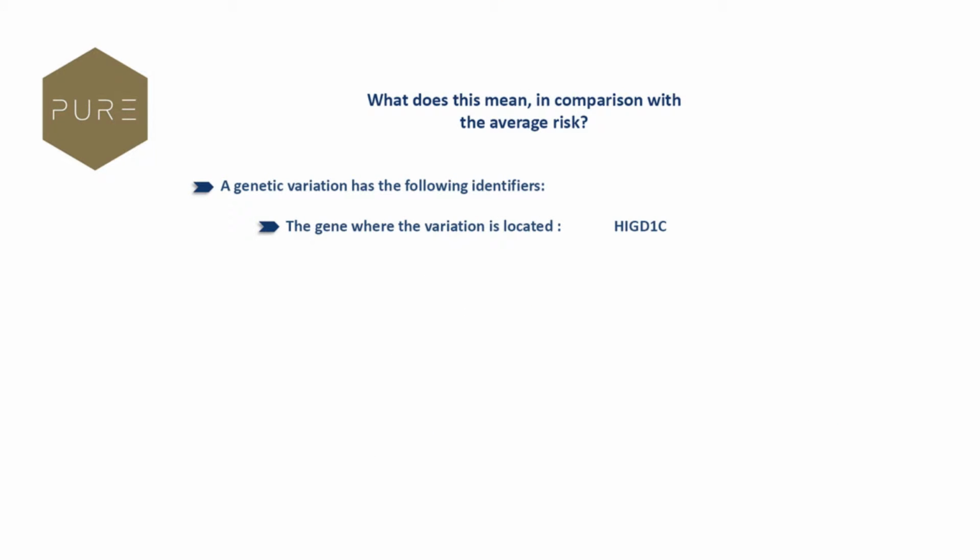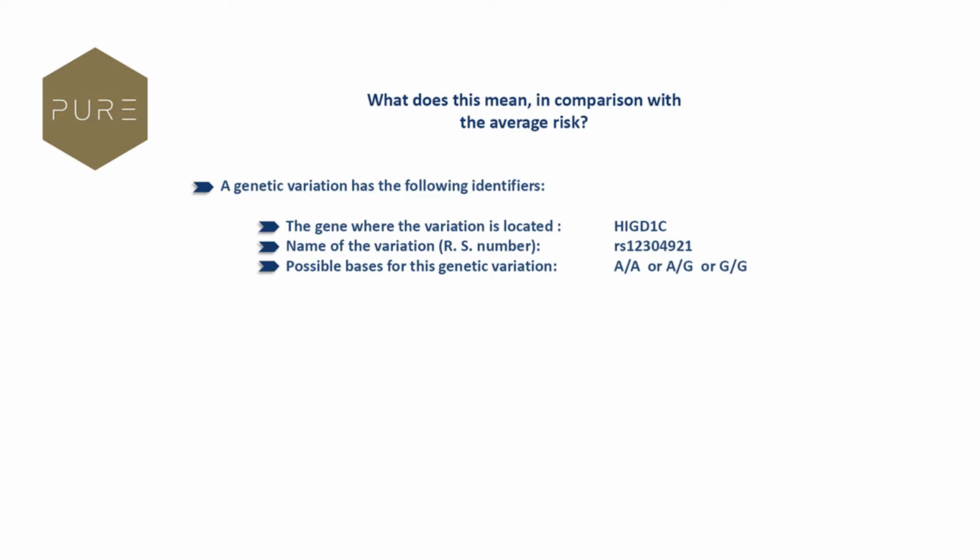Now, a genetic variation has a number of identifiers because many scientists work with the same genetic variation, and they all need to know that they are talking about the same thing. So from a genetic variation, we find out the gene where the variation is located. This is the name of the gene. The name of the variation, the RS number, is kind of like a catalog number for a genetic variation. This is a unique number, and every scientist that looks at it knows it's this genetic variation they're talking about. Then you have the different bases, the different genetic letters that can be at this variation.